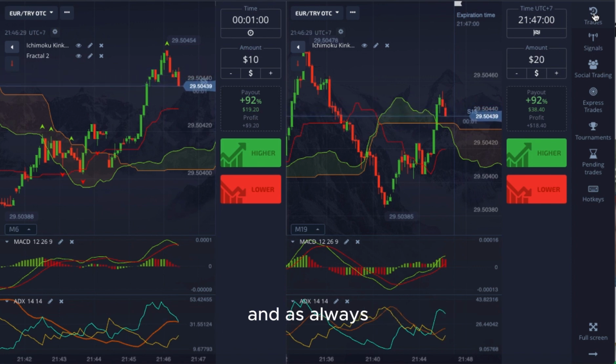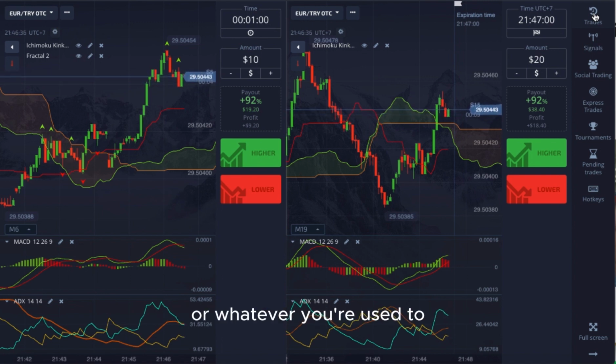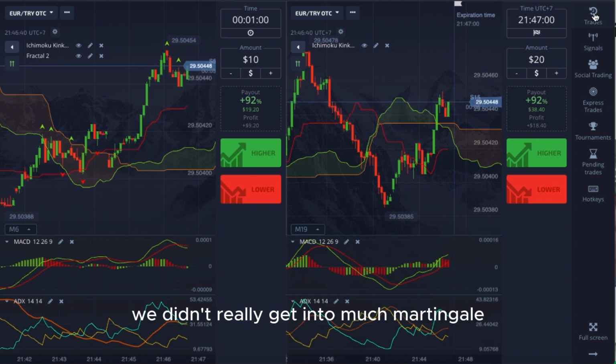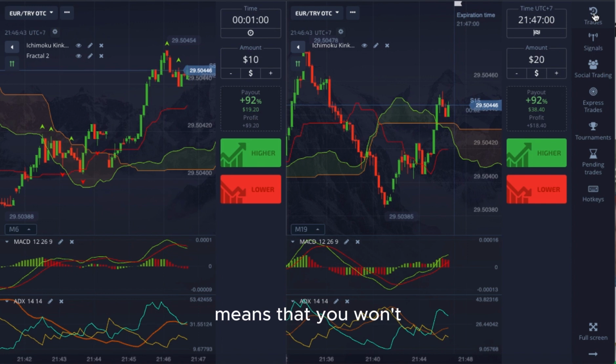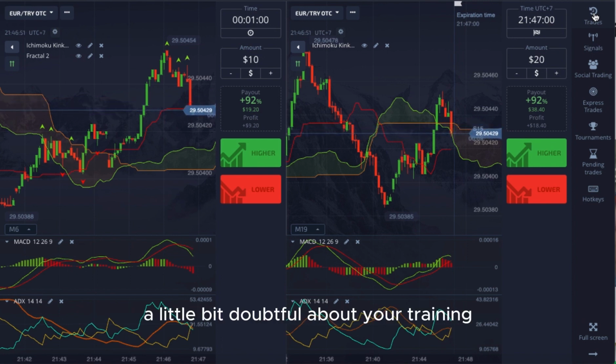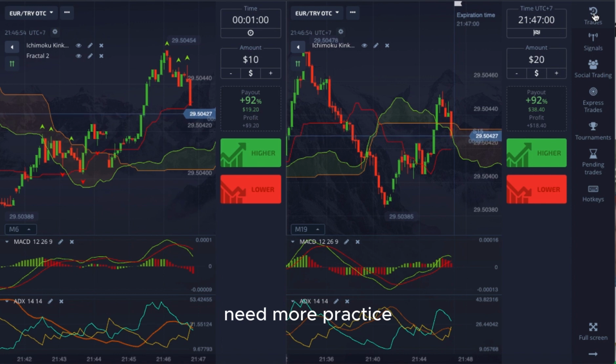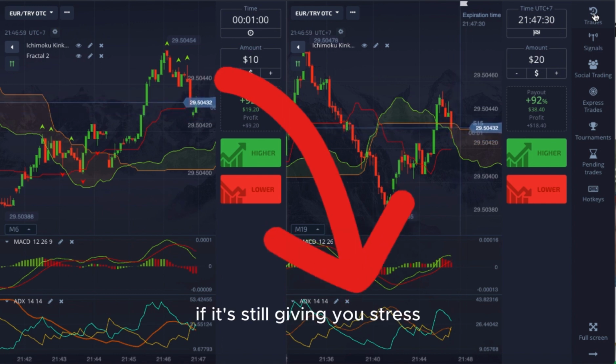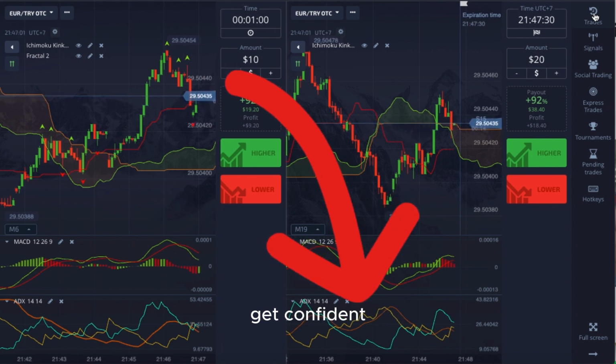And as always, try this out on demo before going live, or if you're going live, try with smaller amounts or whatever you're used to. Nothing crazy right now. It doesn't mean that we didn't get into much martingale situations, it means that you won't. So you want to train until you can do it in a way that you are totally confident. If you're feeling a little doubtful about your trading, you need more practice. Reduce the amounts, practice more. If it's still giving you stress, maybe get on demo for a bit, get confident, and come back to trading with some amounts.